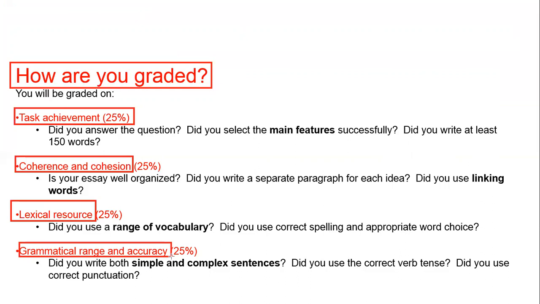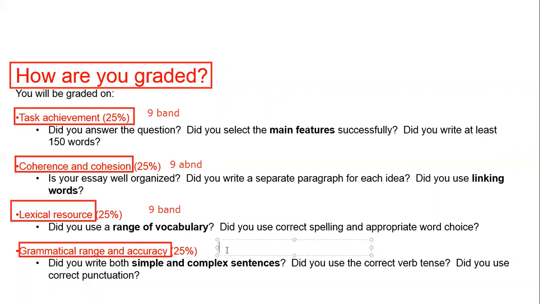I have written here 25%, 25%, but what I can write down as well is that you will have 9 band for your task achievement, 9 band. 25 means 9 band, for example. And you will have 9 band for coherence and cohesion. Then you will have 9 band for your lexical resource. I'm going to explain one by one, clear?